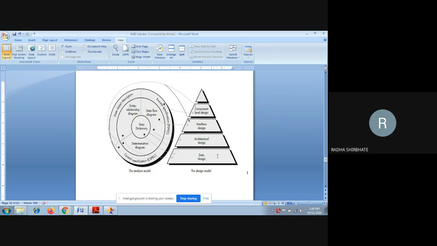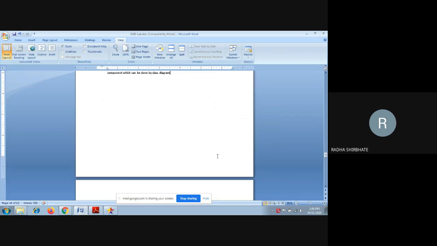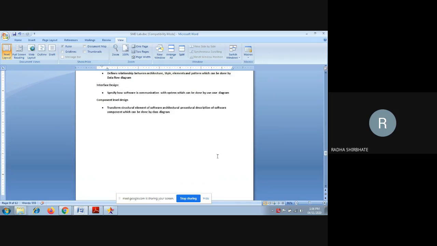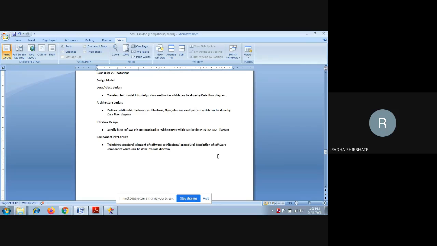Now let us see what exactly we are doing with each point. First, under the data or class design, we transform the class model into the design class realization, which can be done using the data flow diagram. So whenever we say we are converting the class model into the design class realization, we are going to draw the data flow diagram for our system.